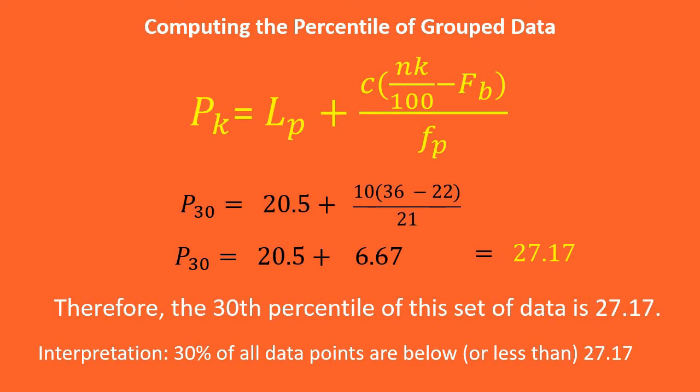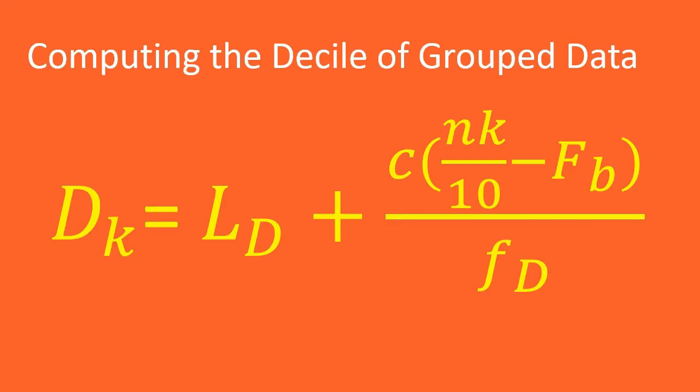How about computing the decile of grouped data? We will be using the same formula. The only difference is that instead of P, we will be using D.